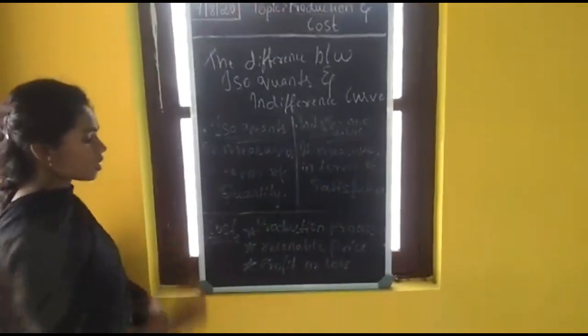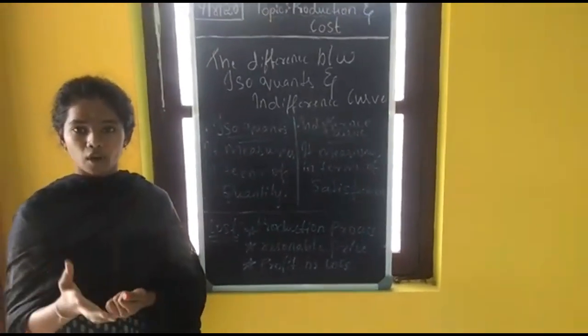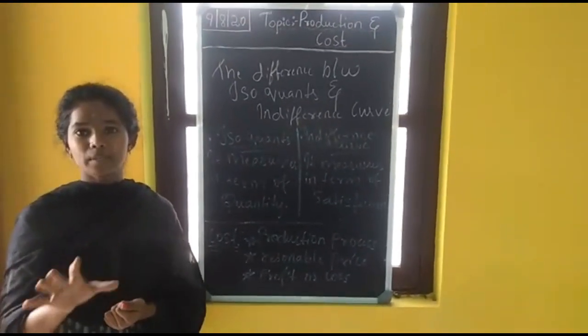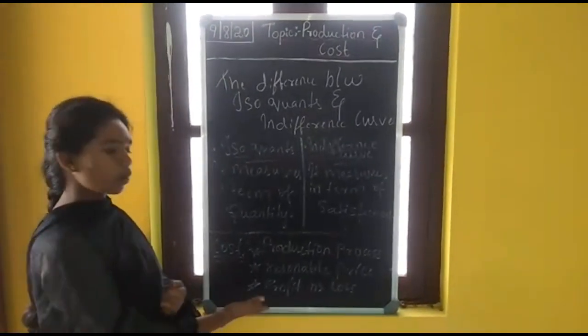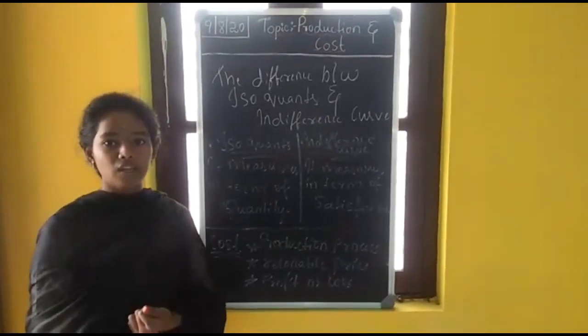Now the cost. After the production process, the product will be labeled with a reasonable price so that it reaches all the consumers. This decides the profit or loss of any organization.